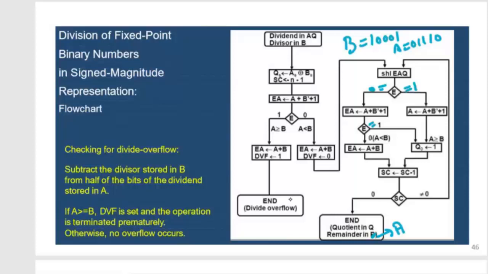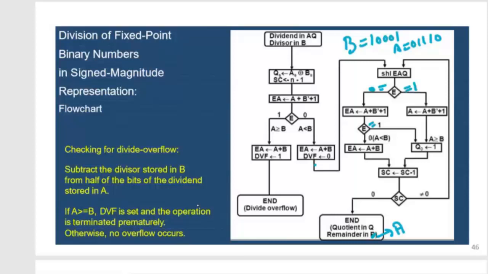Now here, how can we check the divide overflow flip-flop? Subtract the divisor stored in B from half of the bits of the dividend that are stored in A. That means here you have to compare A and B. If A is greater than or equal to B, that means there will be an overflow bit and it will be stored in the divide overflow flip-flop. But if dividend is less than B, in that case there will be no divide overflow.